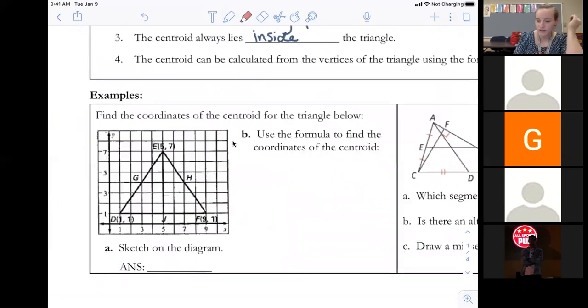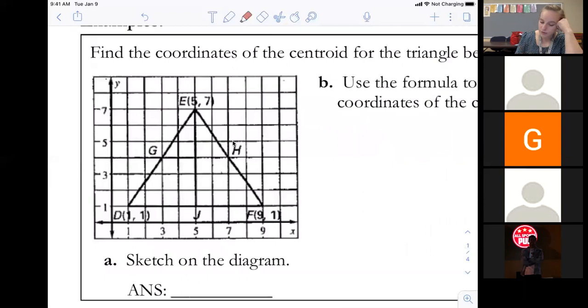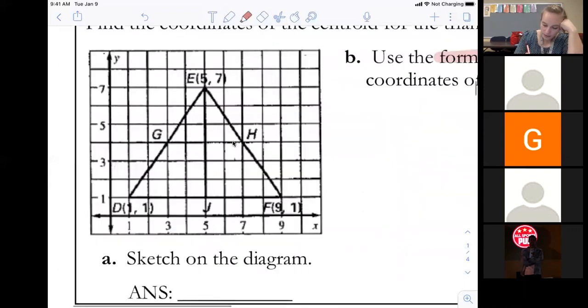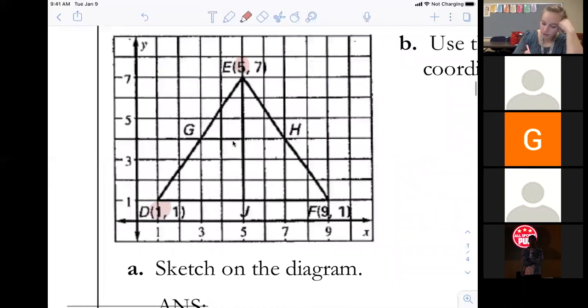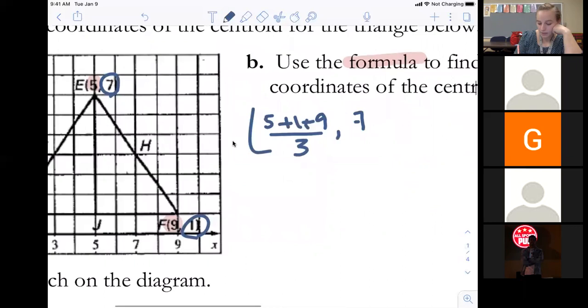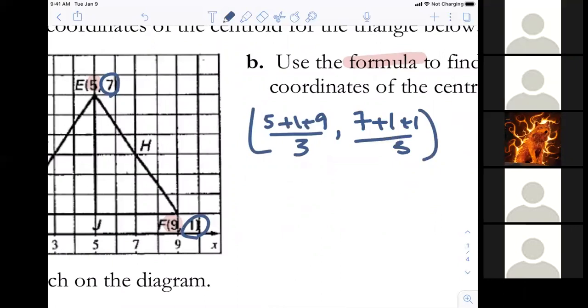We'll do the formula first, actually. So let's do the formula first. Use the formula to find the coordinates of the centroid, okay? So I've got 5 and 1 and 9. So I'm going to do those all added up together, divided by 3. And then now I'm going to do the y's, 7, 1, and 1. So comma 7 plus 1 plus 1 over 3. And try to solve that way.